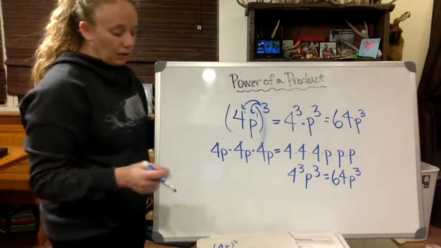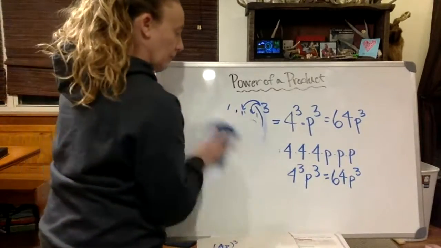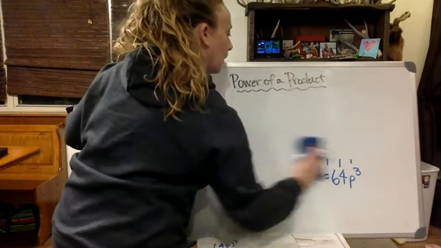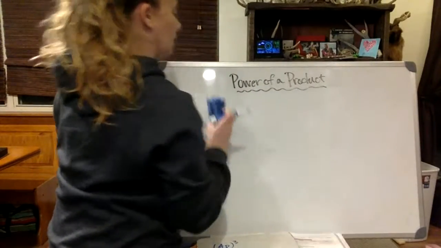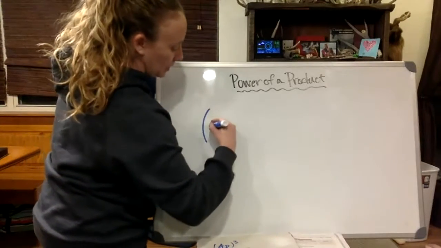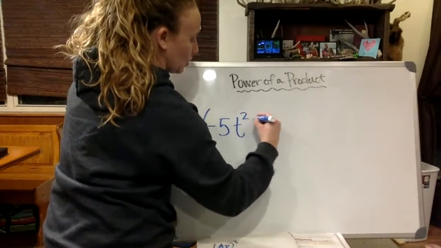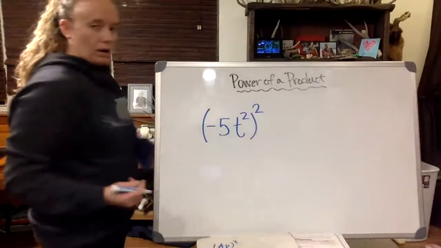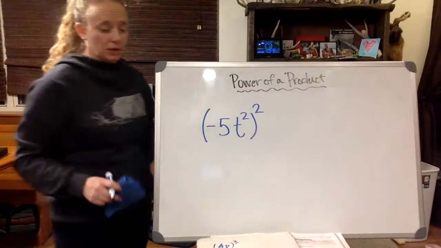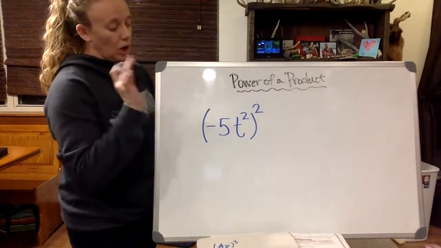All right, now let's up the ante. Let's see another problem where it's going to get a little bit more complicated. It's going to get more complicated because we could potentially have exponents within our parentheses. Here we go. Let's look at just that. Negative 5t squared. There is a lot to pay attention to in this tiny little expression here.